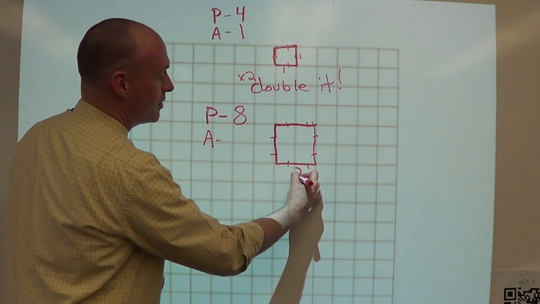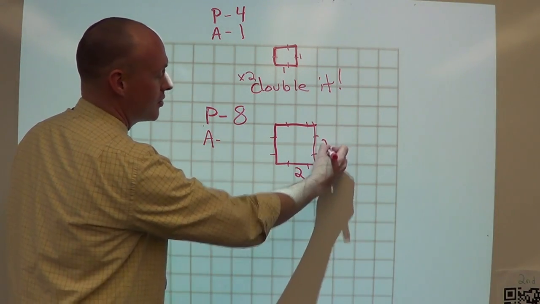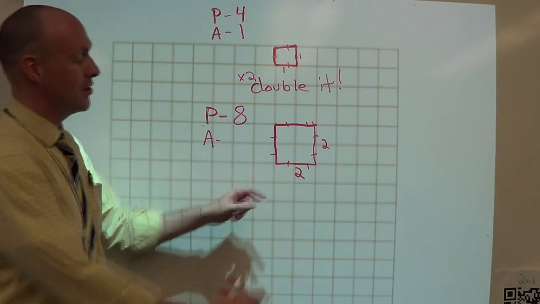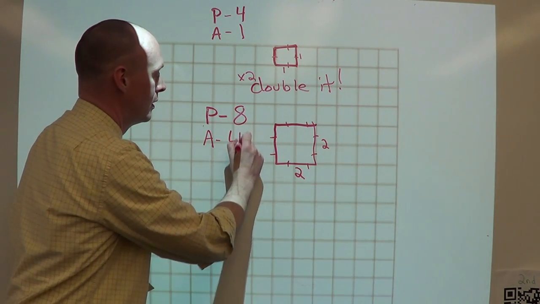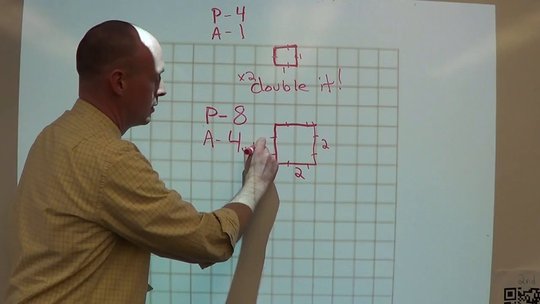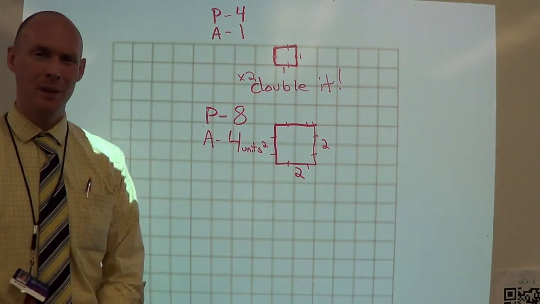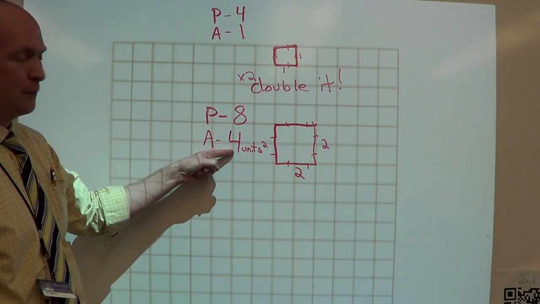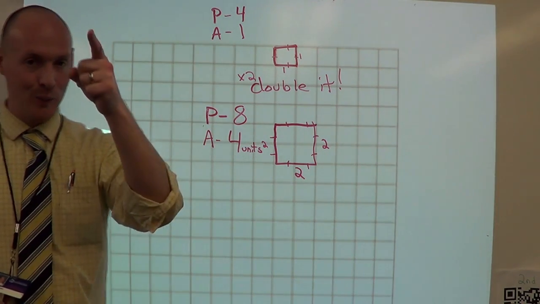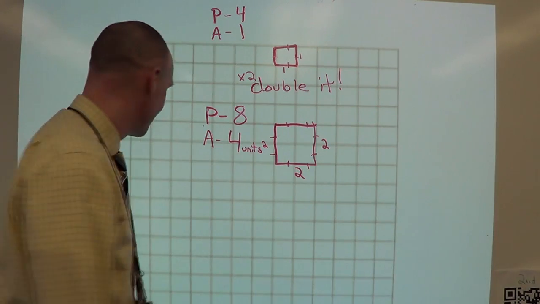So if my base is 2 and my height is 2, my area has to be 2 times 2, which is 4 units squared. But how do I go from 1 to 4? We're going to look at that in just a minute.